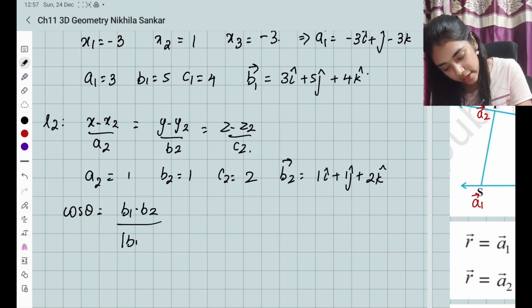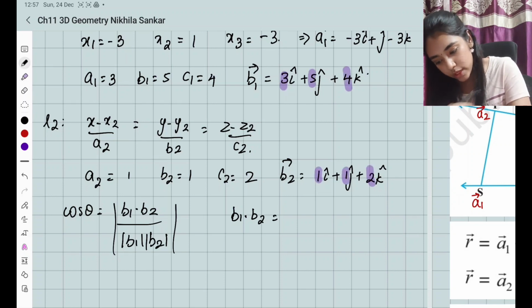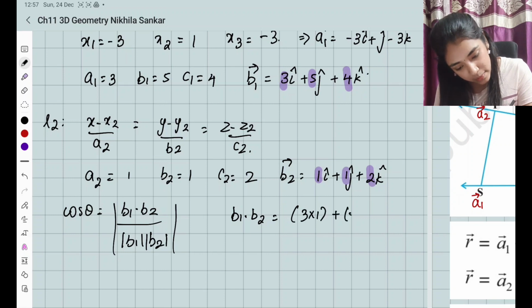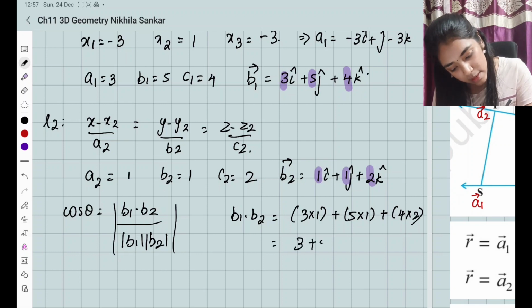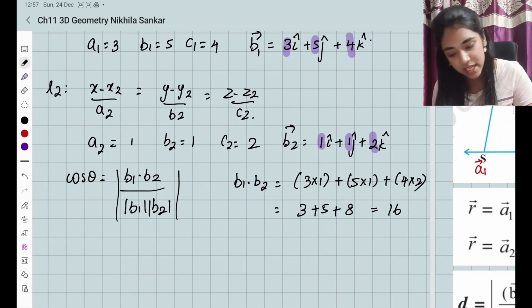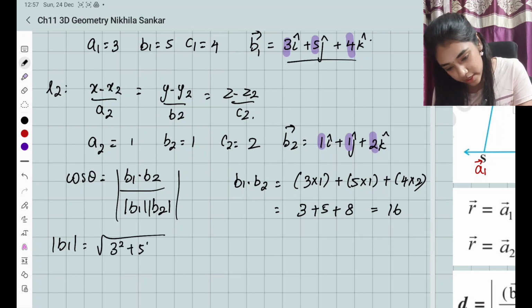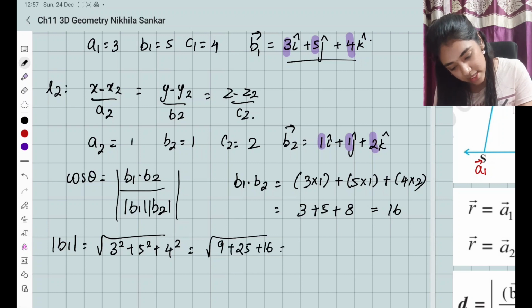b1 dot b2 divided by magnitude of b1, magnitude of b2, the whole magnitude. So, what is my b1 dot b2? This is going to be 3 into 1 plus 5 into 1 plus 4 into 2. Correct? This when I add, I have 3 plus 5 plus 4 twos are 8, 8, 9, 10, 11, 16. So, b1 dot b2 is going to be 16 and magnitude of b1 is going to be square root of 3 square, 5 square, 4 square. So, square root of 9 plus 25 plus 16. 9 plus 16, 25. 25, 25 is going to be root 50.